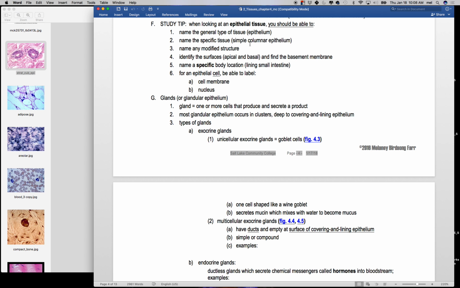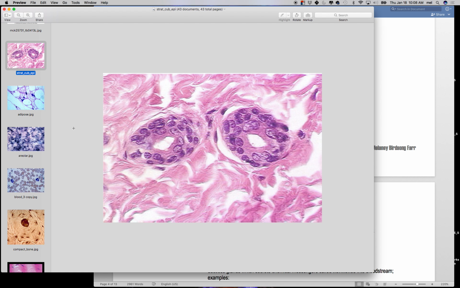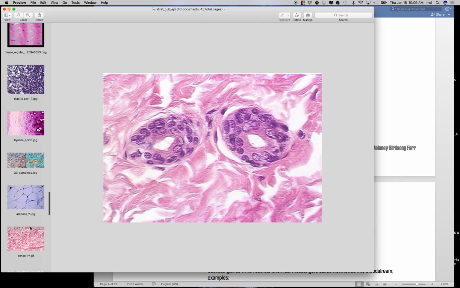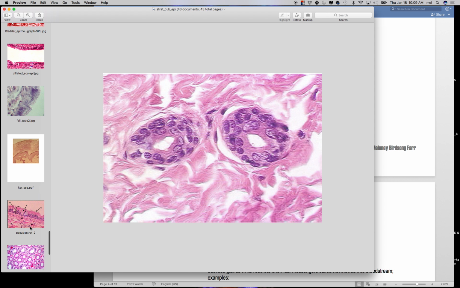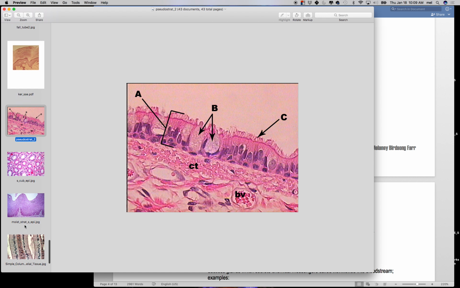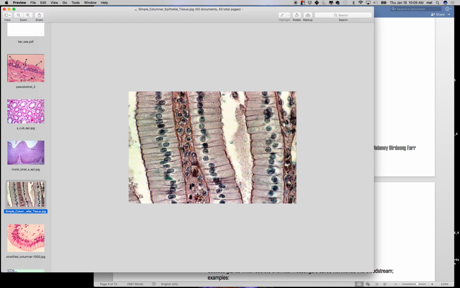And then you can ask the name of the tissue. But you also have to be able to name any modified structure, like what is this? That is the lumen. What is this? Goblet cell, exactly. So any modified structure is fair game. You also have to be able to name the surfaces, right? What's the surface? What's the surface? Apical surface. What is this surface? Basal surface. What is this structure? Basement membrane. All fair game, right?